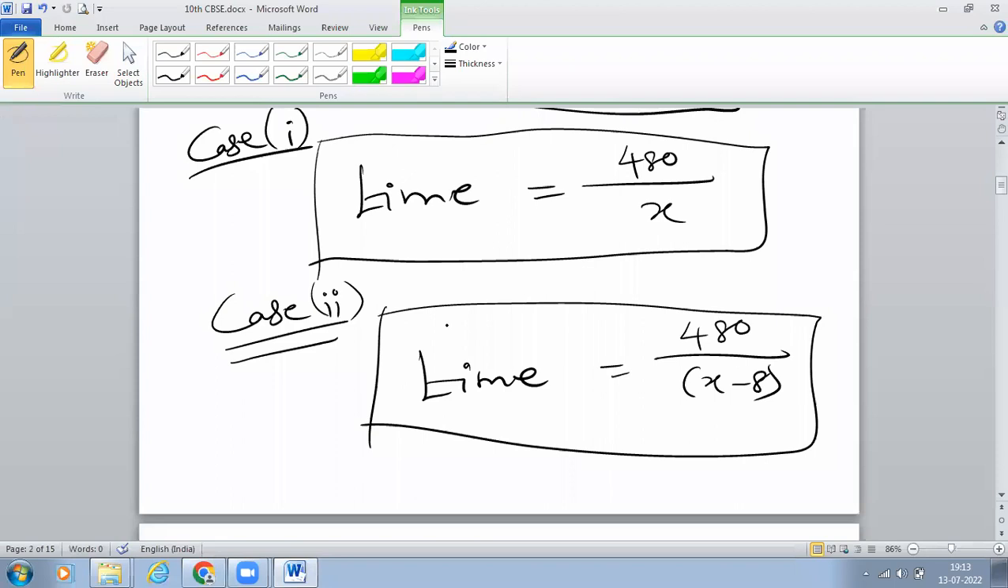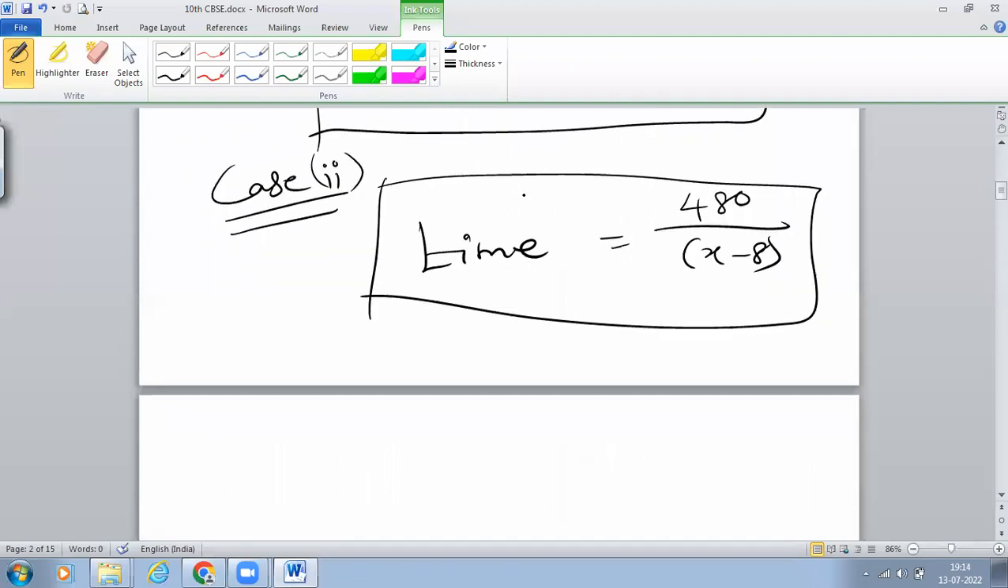Now what we are going to do is, according to the question, they have clearly given, I'll read the second sentence again. If the speed had been 8 km per hour less, then it would have taken 3 hours more to cover the same distance. Therefore, the time taken to travel 480 kilometers in case 2 is 3 hours more than the time taken by the train to travel 480 kilometers in case 1. Yes or no?